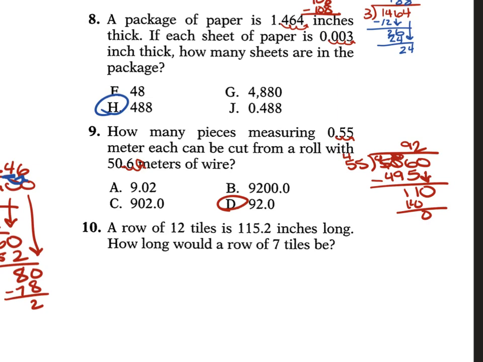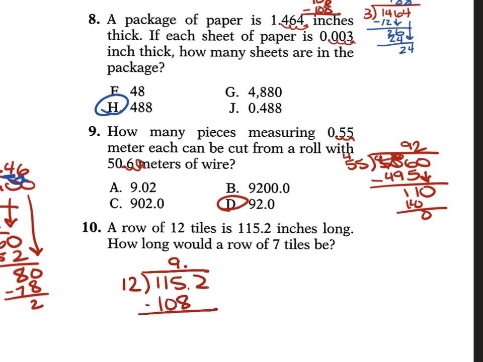10 says a roll of 12 tiles is 115.2 inches long. How long would a row of 7 tiles be? So what we have to do first is divide the 115.2 by 12 and then multiply that number by the 7. So I'm going to start with the 12 on the outside, the 115.2 on the inside. 12 goes into 115 9 times. 9 times 12 is 108.